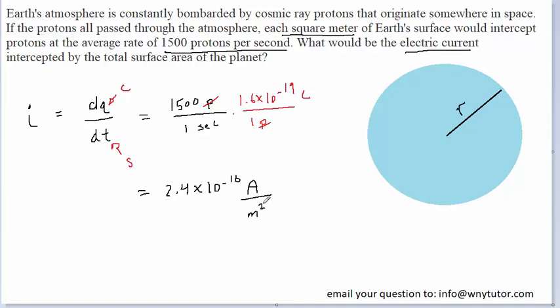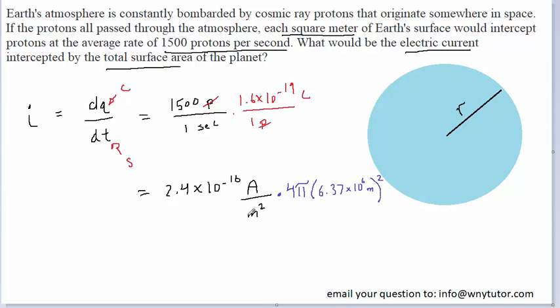In order to figure out the electric current intercepted by the total surface area of the planet, we're going to have to multiply by the surface area of planet Earth. Now, Earth is roughly a sphere, and we know that the surface area of a sphere is 4 pi times the radius squared. Now, the radius of Earth is approximately 6.37 times 10 to the power of 6 meters. So we're going to be plugging that value in for the radius.